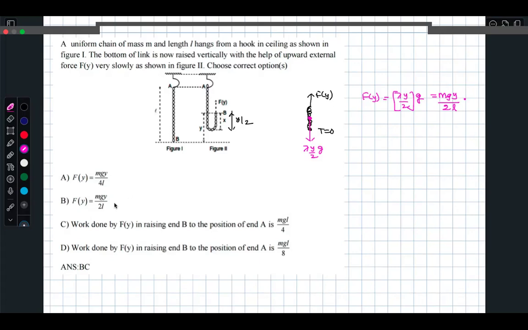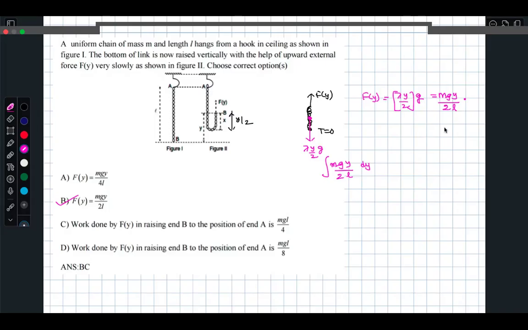First part is done. Work done by F in raising end B to the position of the end A is the integral of mgy by 2L dy. How far do you take it? Now y by 2 is there. Finally how far do you take it? You take L by 2, right? Correct or not? No, you take it from y equals 0 to y equals L.